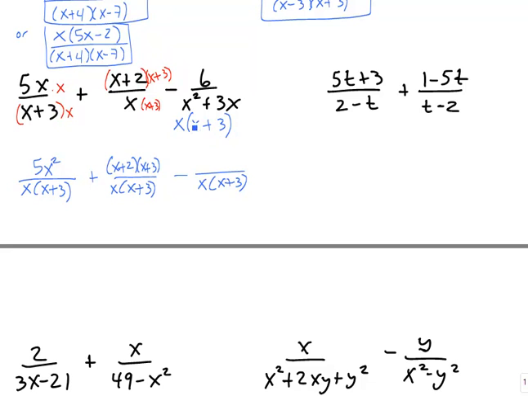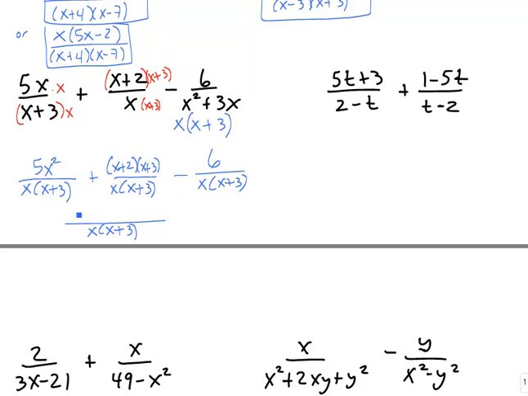For the last fraction, we already have the x in the denominator and the x plus 3, so we're not missing anything, so our numerator is going to stay 6. Now that we have our common denominator, let's go ahead and consolidate our three fractions.